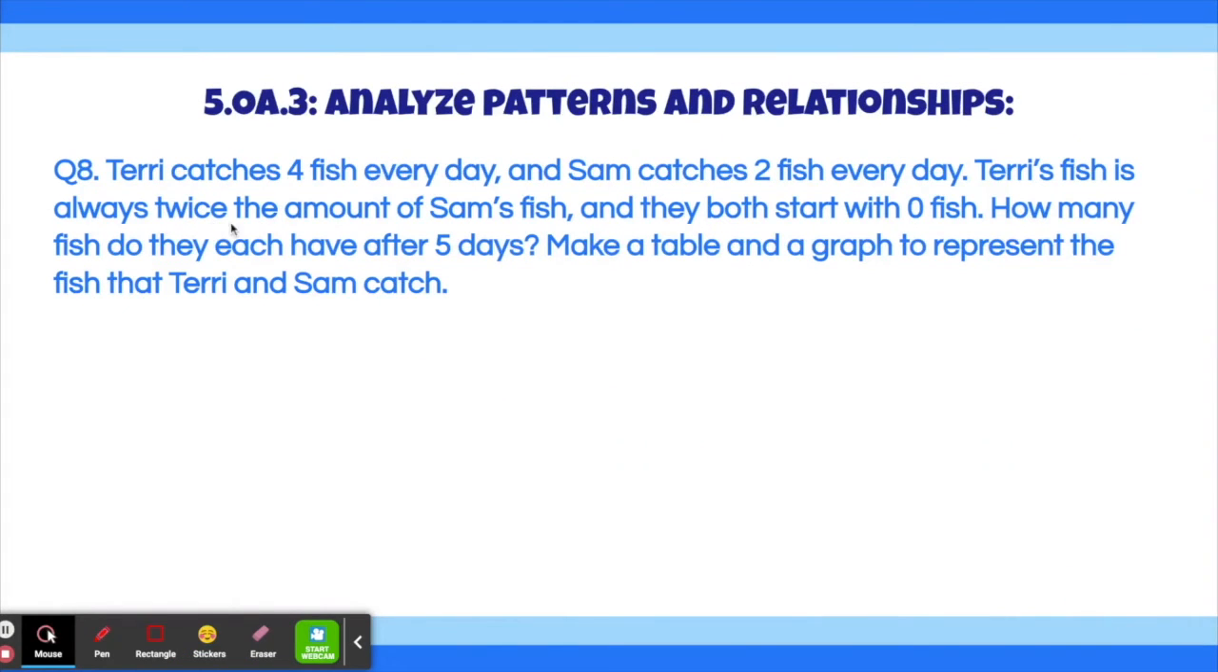Question 8. Terry catches 4 fish every day, and Sam catches 2 fish every day. Terry's fish is always twice the amount of Sam's fish, and they both start with 0 fish. How many fish do they each have after 5 days? Make a table and a graph to represent the fish that Terry and Sam catch. So I'll give you guys a few seconds to solve this problem, and if you need more time, then just pause the video.